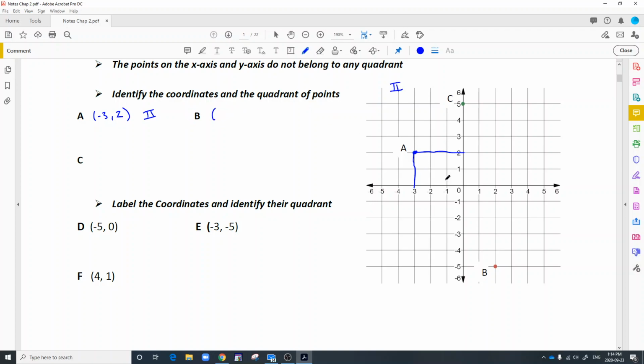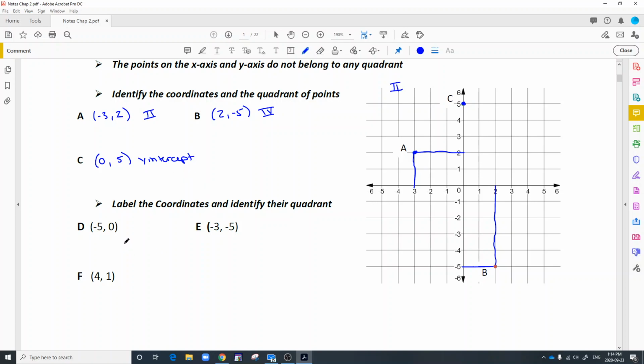Point B, if you look, I go right 2 in the x direction, and then it's down 5 in the y direction. So the coordinate is 2, -5, and this is in quadrant 4. And then lastly, point C, you don't go left or right, so the x value is 0 and the y value is 5. And it's not in a quadrant. We would consider this a y-intercept because it's on the y-axis.